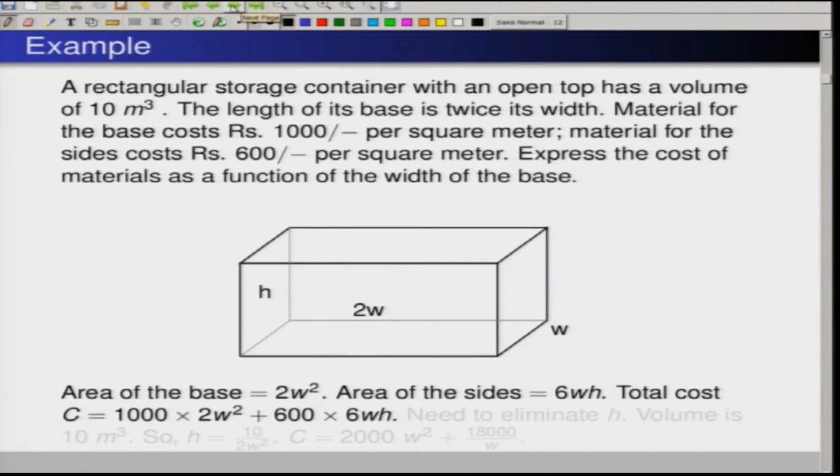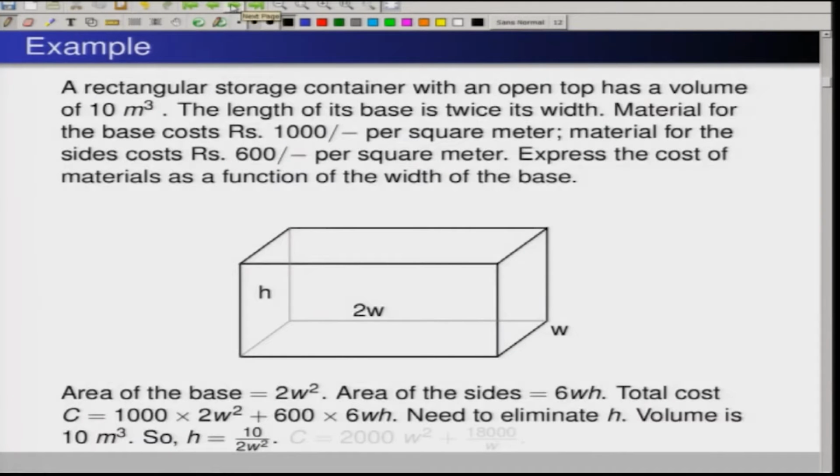In order to do that, we need to eliminate H. Now, what is the condition we have been given? The condition is that the volume of this is going to be 10 meter cube. What is the volume? The volume is the area 2W square into H. Now, 2W square into H is 10, therefore H is 10 by 2W square. Therefore, simply in this formula we can put the value of H. So, what we are going to get is that this is a function of W only.